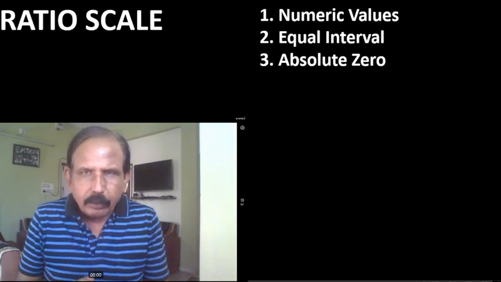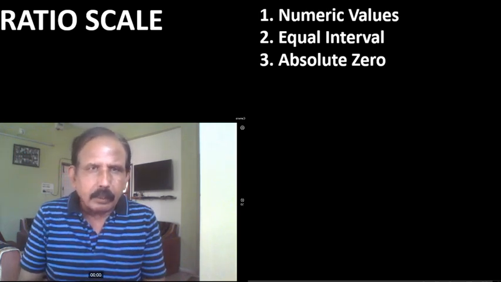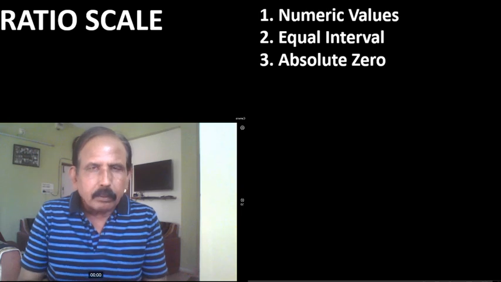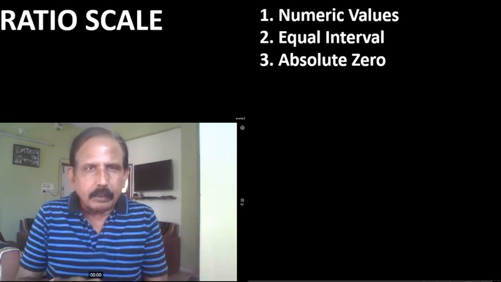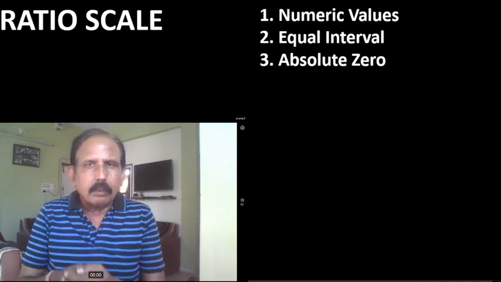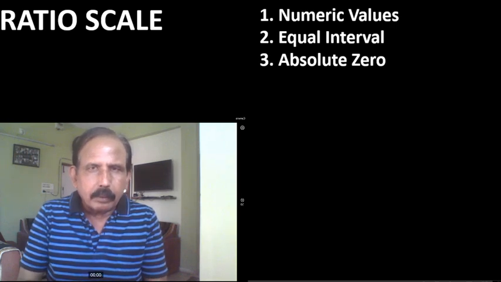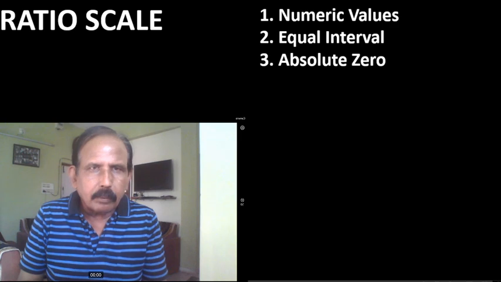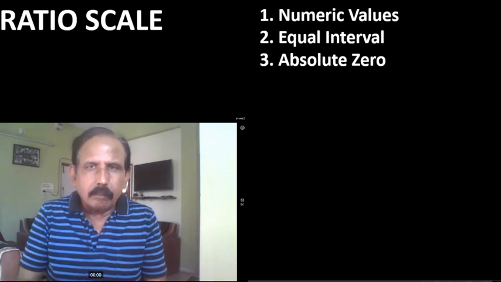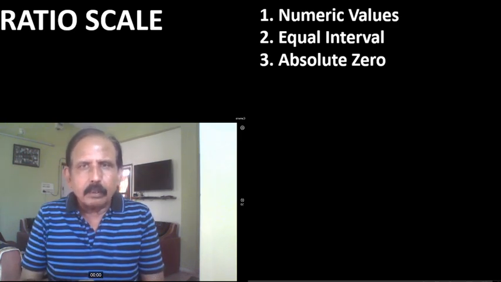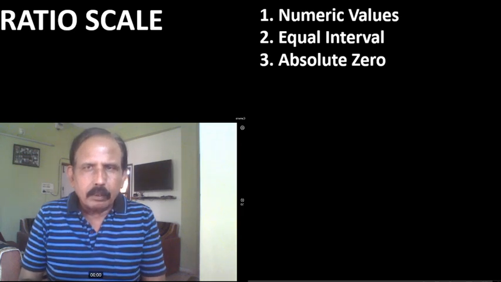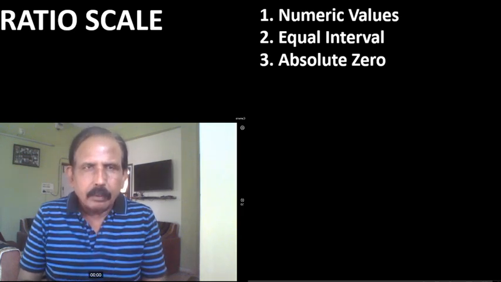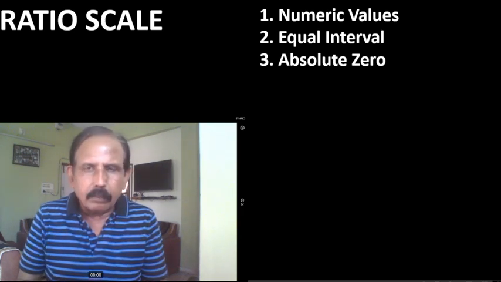Number one, numeric values. Here also the subjects are assigned numbers on the basis of the intensity of the characteristics they are having, and all the numbers have mathematical value. Second, equal interval is there because numbers with mathematical value are assigned to the subjects. So equal interval is maintained here, as we have discussed earlier in interval scale.